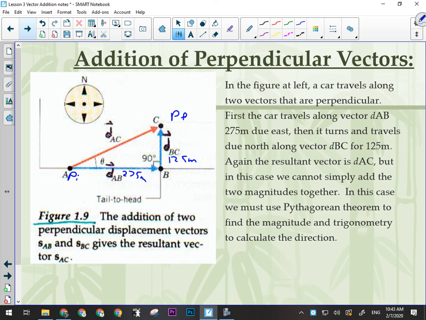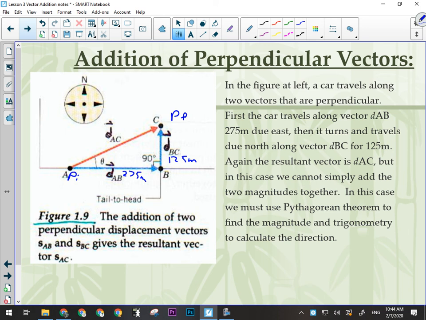But now, I can't just add these two numbers together to get it anymore, can I? What am I going to have to do instead? I have to use the Pythagorean theorem. Pythagoras spent his whole life studying triangles. He figured out that if you add the squares of the two sides that are not the hypotenuse, they will add up to the square of the hypotenuse. a squared plus b squared equals c squared. I'll have to use that and figure out what my displacement is.